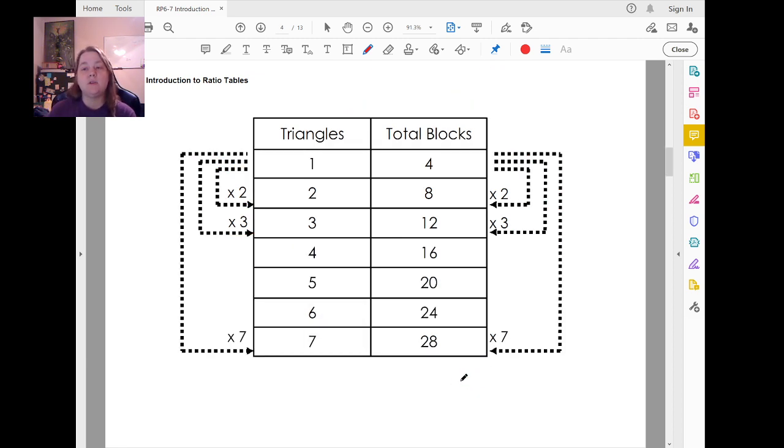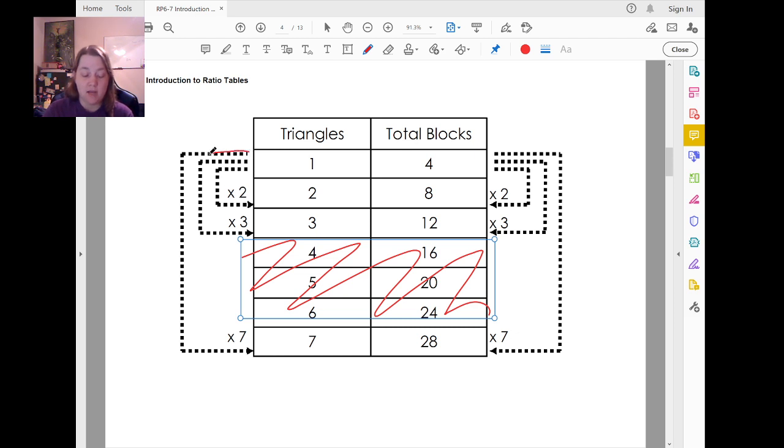And here you can see another way that they filled out the chart, which is going in order. Triangles increased by 1 each time, total blocks increased by 4 each time. We didn't really need this section because we took what we knew and just jumped all the way down, and that will save you a lot of time.